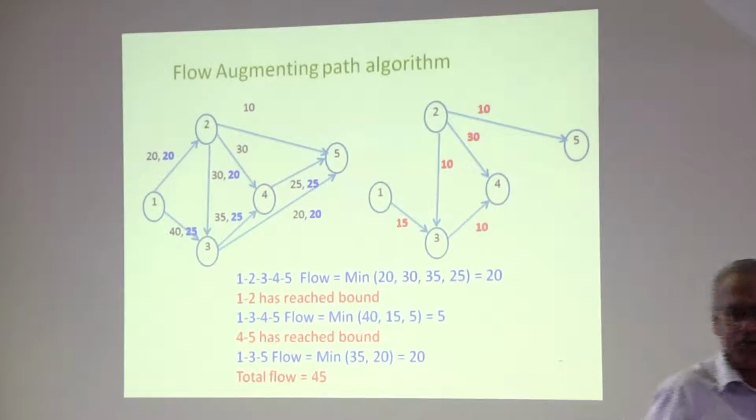Now can I send any flow? Is there a path? No. So my algorithm will terminate by saying the total flow is 45. But what was the total flow? 55. So something we have missed. Right? Yes.